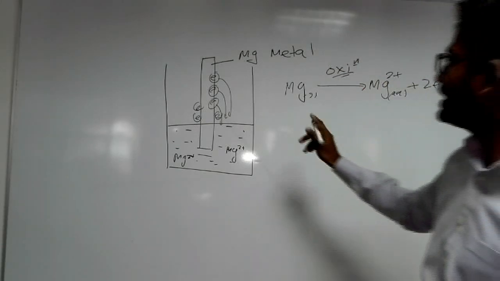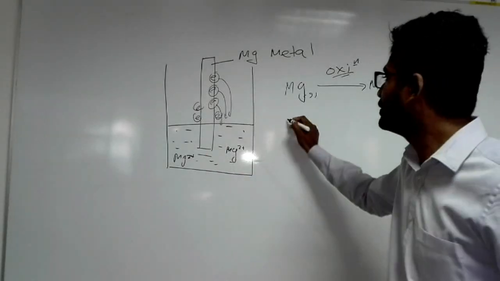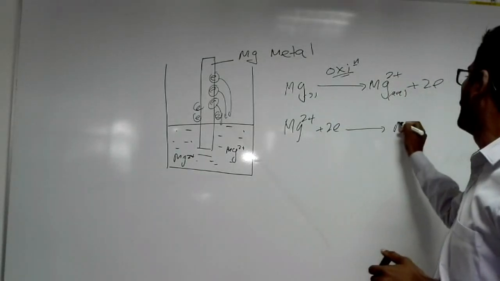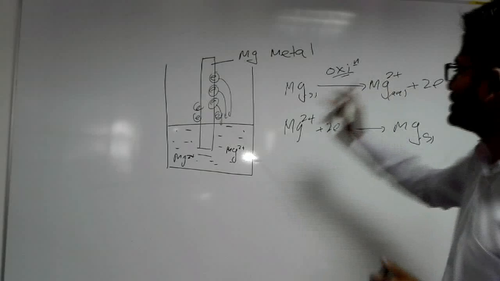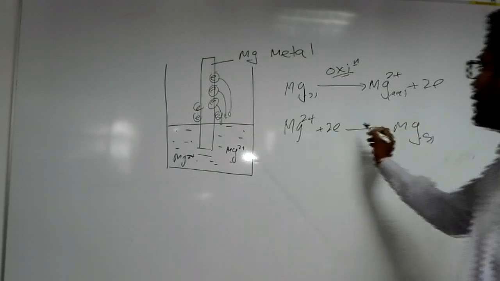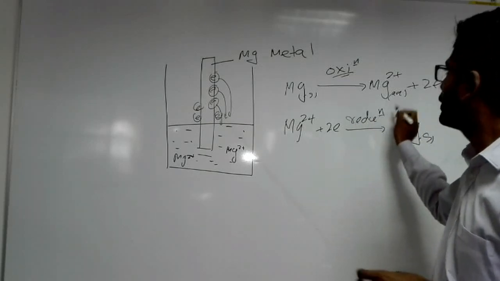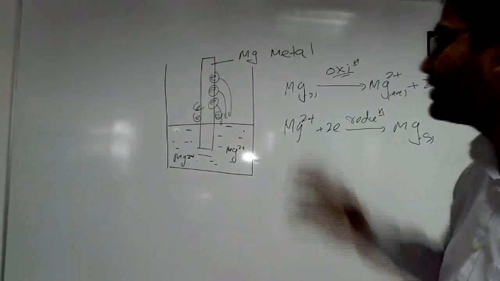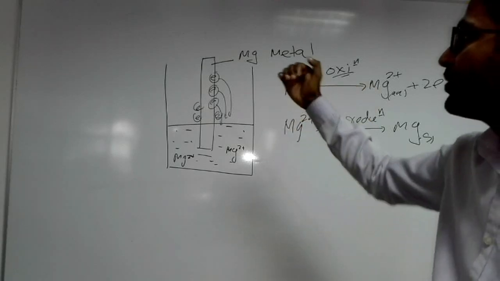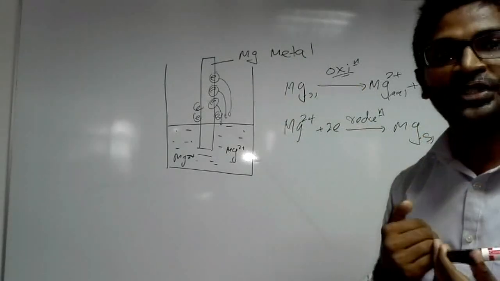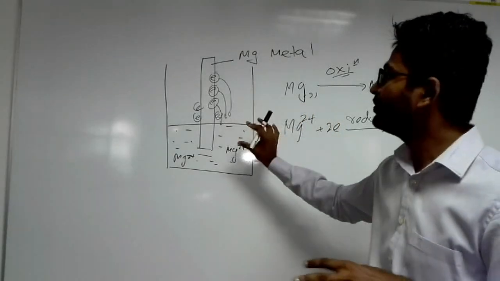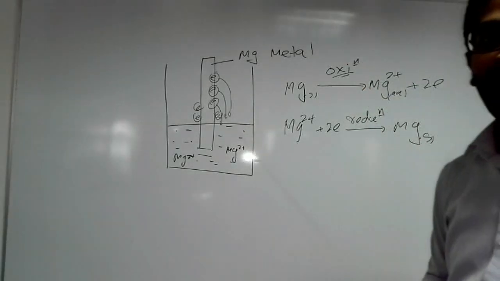Now, when we consider the magnesium 2 plus ion in the solution, it can gain some electrons and convert into magnesium solid. This is called the reduction process. At the same time, there may be some oxidation and reduction processes. After some time, the rate of reduction and the rate of oxidation will be equal to each other, so there is a forward reaction rate and a backward reaction rate.